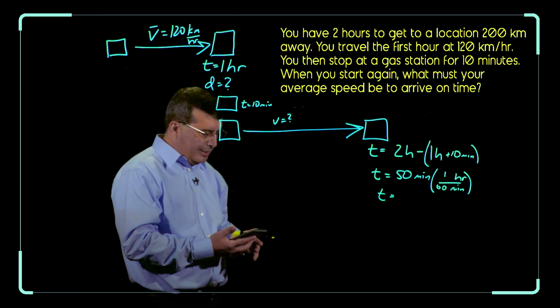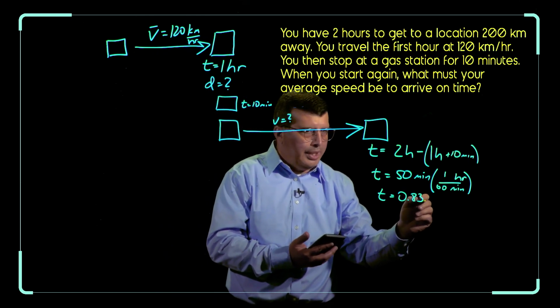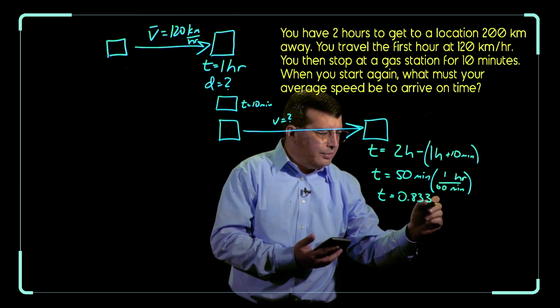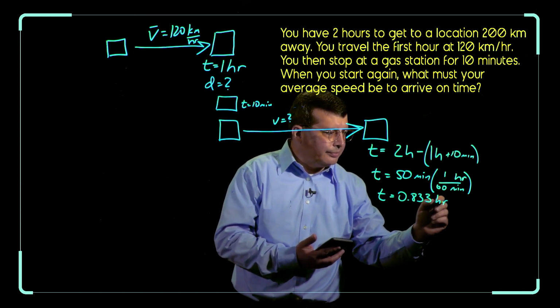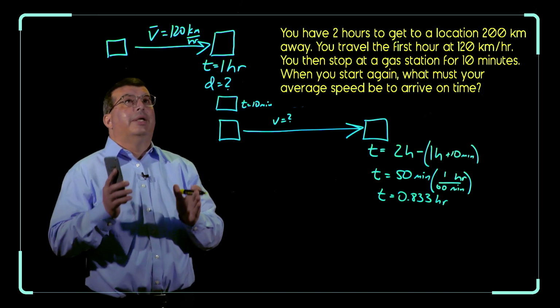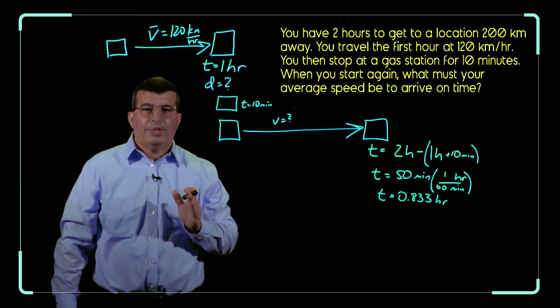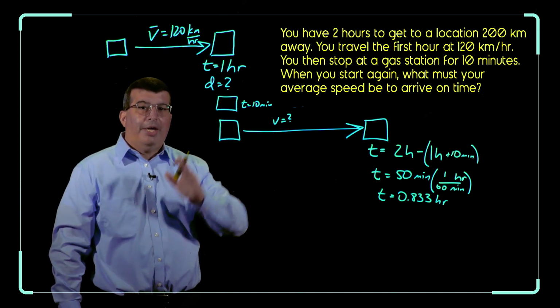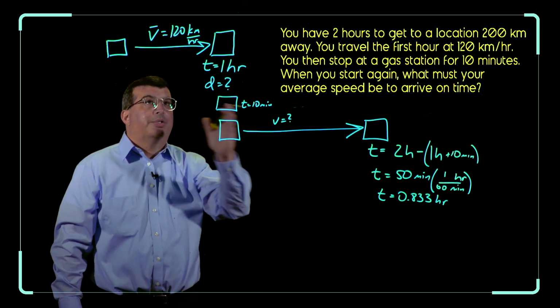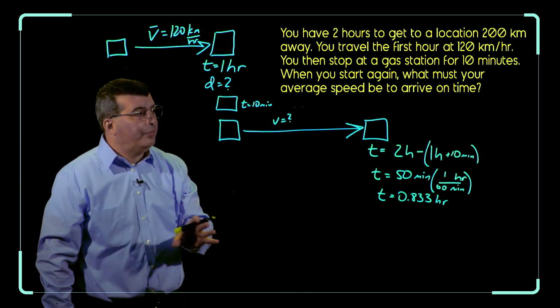50 divided by 60 is 0.83, 3 significant figures, 3 hours. Okay, so let's go over that again. You drove for 1 hour, you stopped for 10 minutes, you have 2 hours total, so you used up 1 hour and 10 minutes already. That only leaves you with 50 minutes.